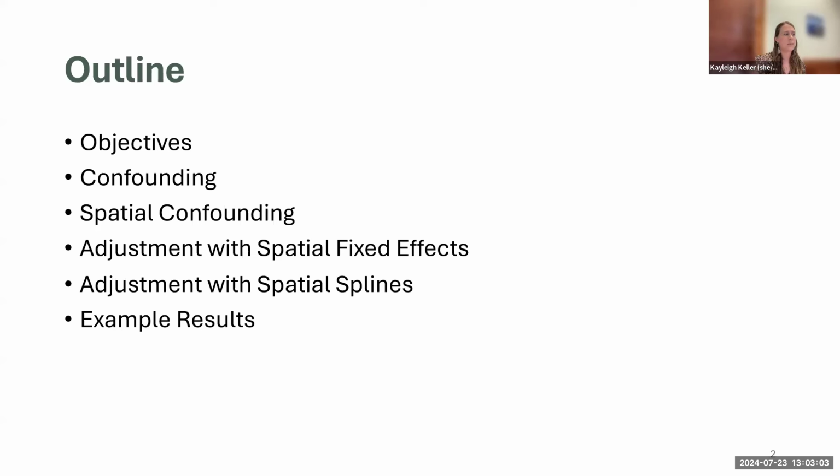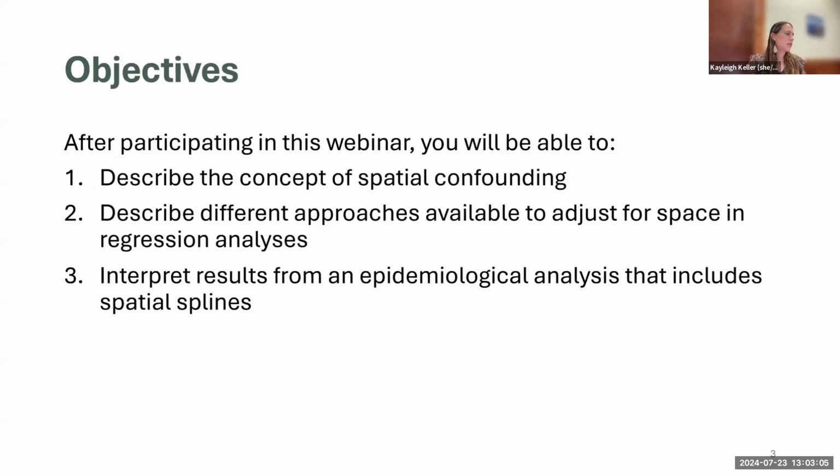And so my objectives for us today is that by participating in this webinar, you'd be able to describe the concept of spatial confounding and describe different approaches that are available to you as an analyst or as a researcher for ways you could adjust for space in regression analyses. And even if you're not someone who's hands-on with the data, I hope these are helpful things to think about in terms of questions you might ask your research team or colleagues or others you work with. And lastly, I want us to be able to interpret results from an epidemiological analysis that includes spatial splines.